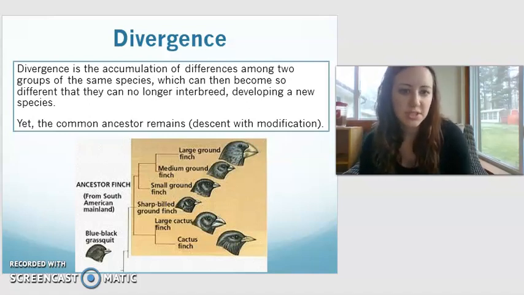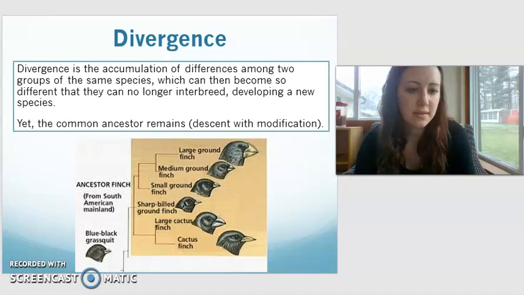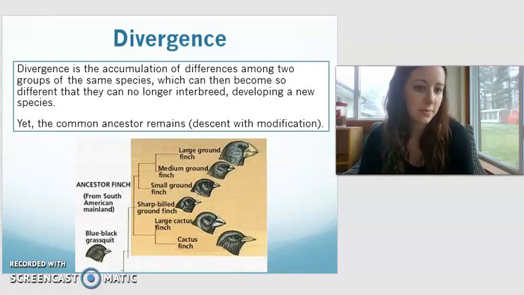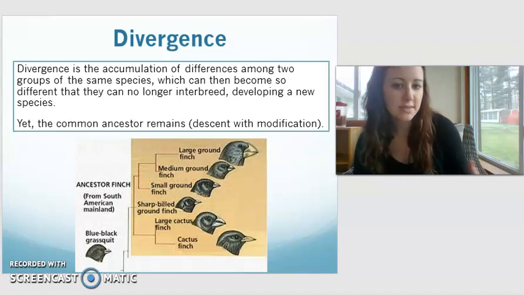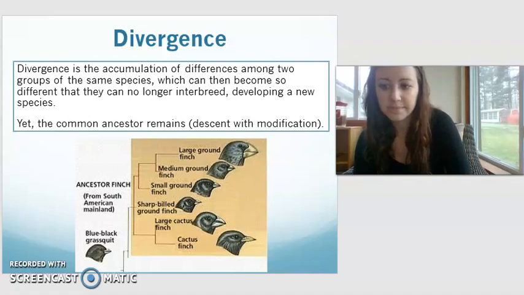When we talk about a species, we know that if two individuals can interbreed, then they are said to be part of the same species, and they can also produce fertile offspring. When divergence occurs, it means that two individuals are no longer a part of the same species. That's going to be identified by whether or not they can interbreed and produce fertile offspring. The common ancestor is still going to remain, but divergence is the development of a new species.